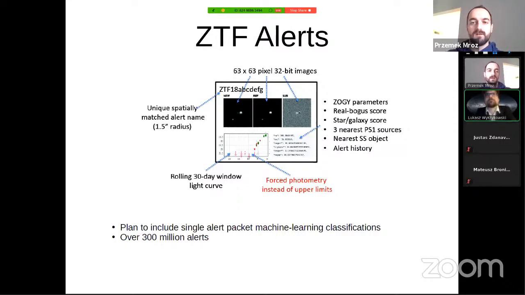Currently, alert packets include much information about the object, its coordinates, brightness, real/bogus score, and so on. But the alert packets also include additional information, archival light curves, small cutout images of the object, and so on. In the future, we plan to include archival forced photometry of the object, as well as some machine learning-based classifications. So far, we have published over 300 million alerts.